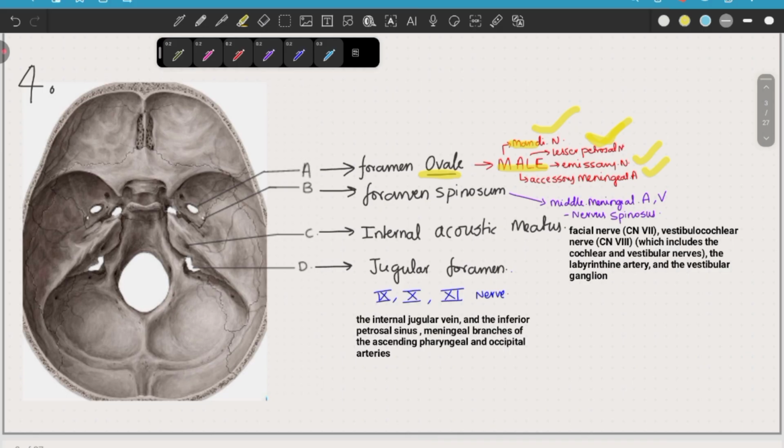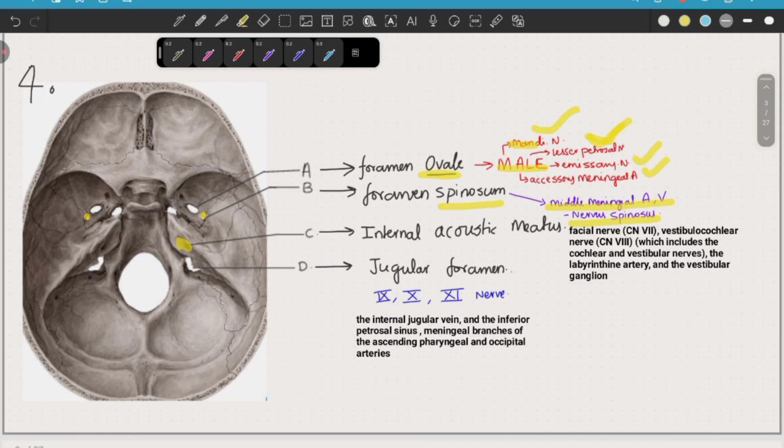Next, foramen spinosum. Why is it spinosum? It is a very small structure. I'll show you, this small foramen is the foramen spinosum. Here the middle meningeal artery and vein come, and also the nervus spinosus. Now coming to the internal acoustic meatus. We have one external acoustic meatus.